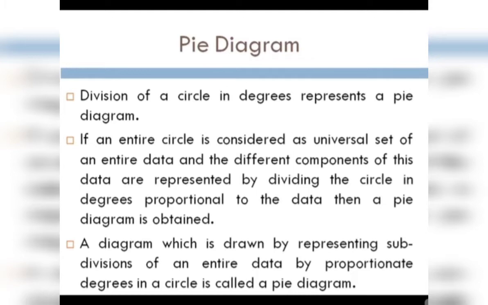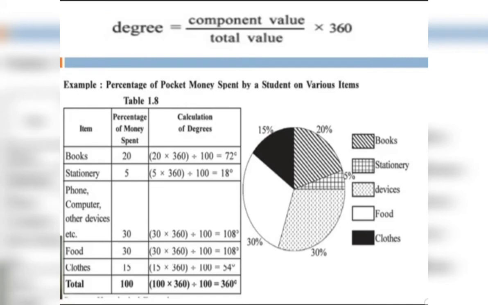The last, you can say, is that a diagram which is drawn by representing subdivisions of an entire data by proportionate degrees in a circle is called a pie diagram. The same thing we have done in the second one. The items are given to us, then we'll find the degrees accordingly, and then we'll put them in the whole circle, the entire data, so that can be termed as a pie diagram. I will show you the pie diagram accordingly. So this is the thing you can see on your screen, students.